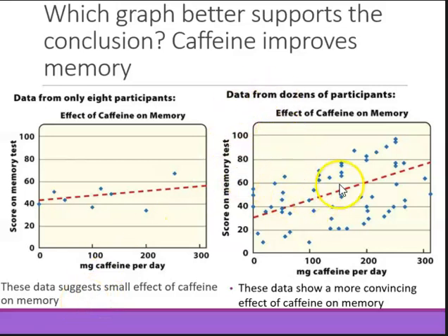However, we have this graph right here that shows data from dozens of participants. And we can see the trend kind of moving along with an increase in score with an increased amount of milligrams of caffeine per day. So the population size, the sample size, has increased, and we can see more cases are showing to support the conclusion that caffeine improves memory. So these data show a more convincing effect of caffeine on memory.